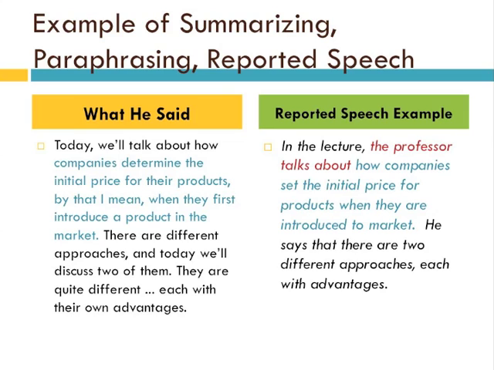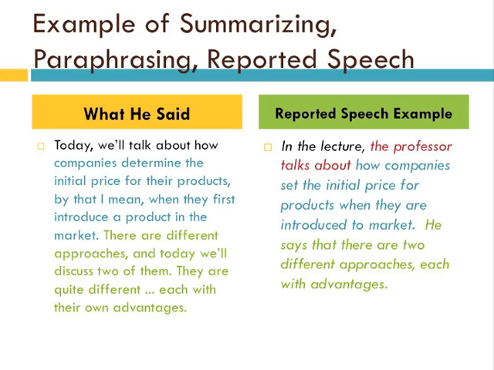Notice now how we're trying to paraphrase and summarize the information that's highlighted. So instead of saying companies determine the initial price for their products, by that I mean, so notice this particular spoken convention, the professor is just repeating information. So in this case, we want to reduce it to a little bit fewer number of words. So instead of saying when they first introduce a product in the market, determine initial price, we can try to put those together to set the initial price when they're introduced to market. So that saves a little bit of time.